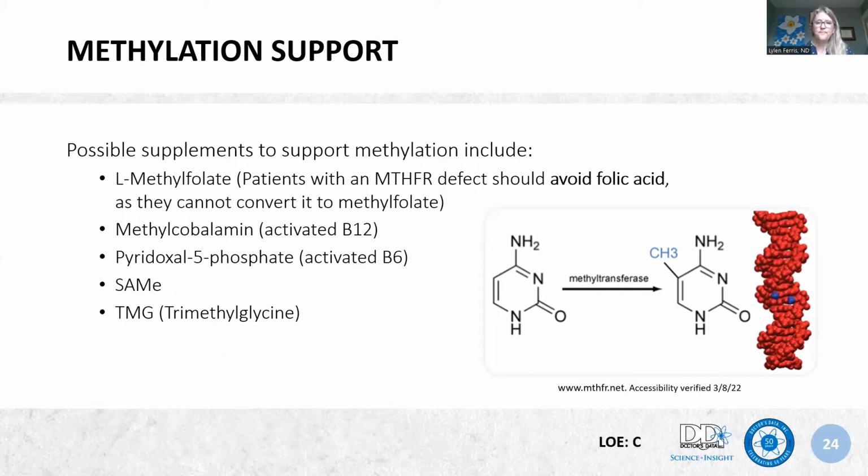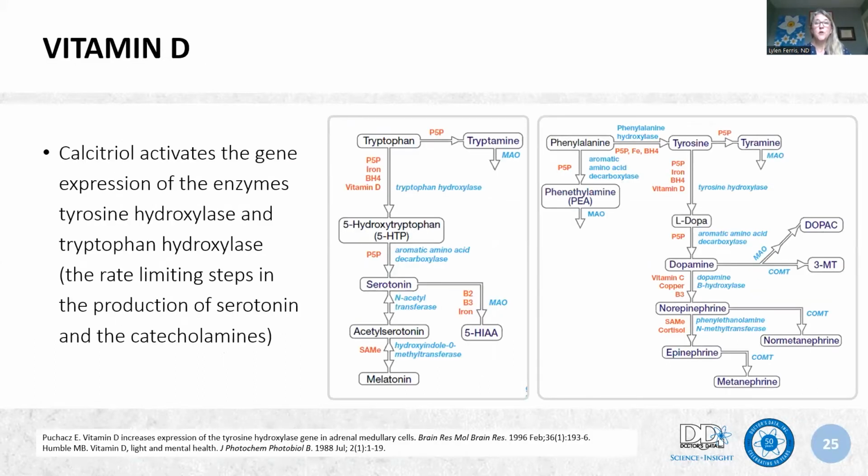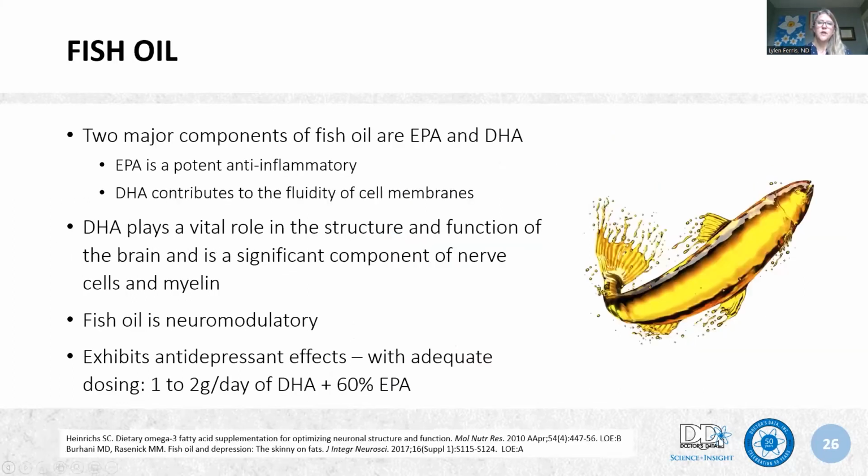Now, vitamin D is also an important cofactor that activates gene expression of both the tryptophan hydroxylase and the tyrosine hydroxylase enzymes, and these are the rate-limiting steps for the production of serotonin and dopamine. And fish oil is very important. It's not a cofactor, but it does benefit the nervous system.